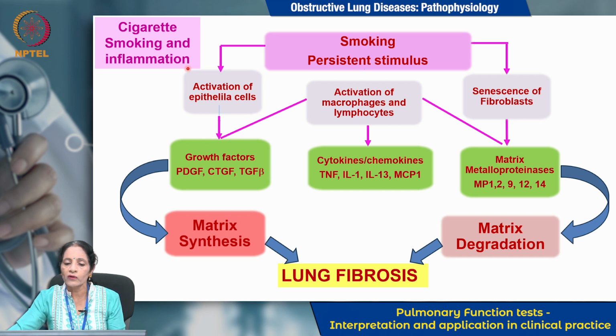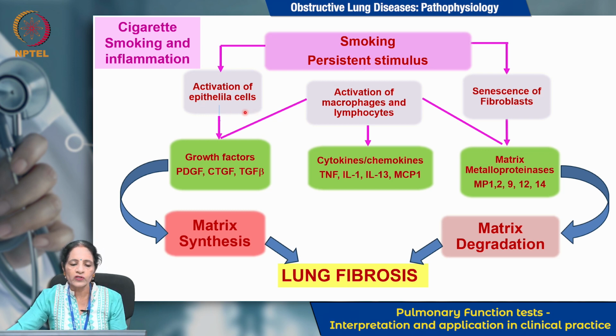Now, cigarette smoking and inflammation is a very important pathogenetic mechanism, because smoking is one of the major causes of chronic bronchitis or emphysema. So, smoking leads to a persistent stimulus for inflammation. How? One is by activating epithelial cells. Second is senescence of fibroblasts, where the fibroblasts undergo degradation.